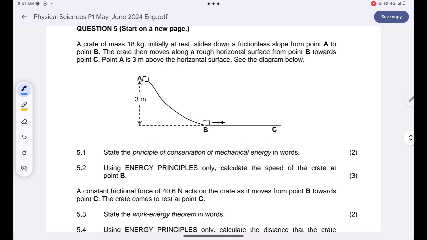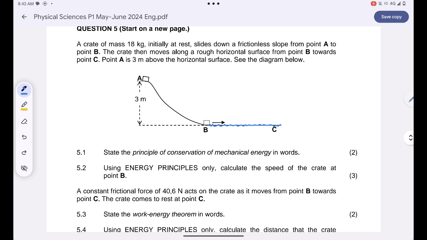A crate of mass 18 kilograms, initially at rest, slides down a frictionless slope from point A to point B. Then the crate moves along a rough horizontal surface from point B towards point C. Point A is 3 meters above the horizontal surface. See the diagram below. Point A to B is a smooth surface, but point B to C is a rough horizontal surface.